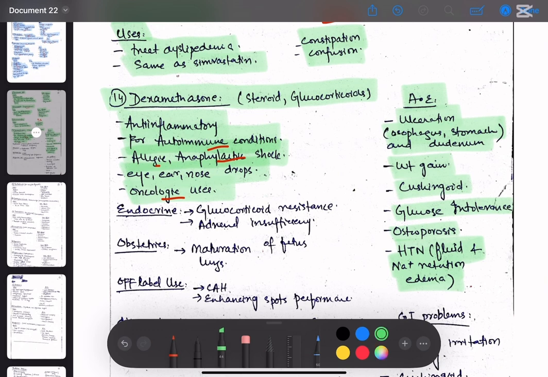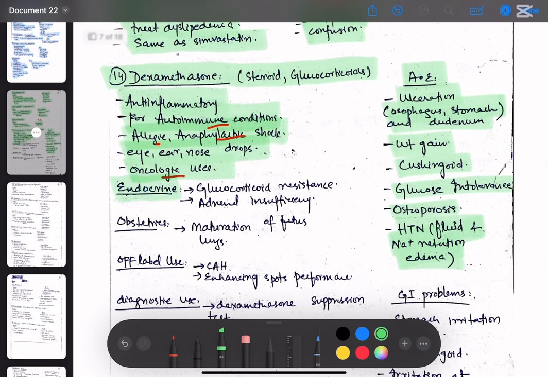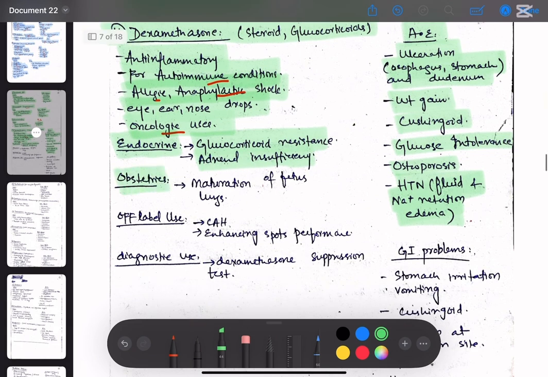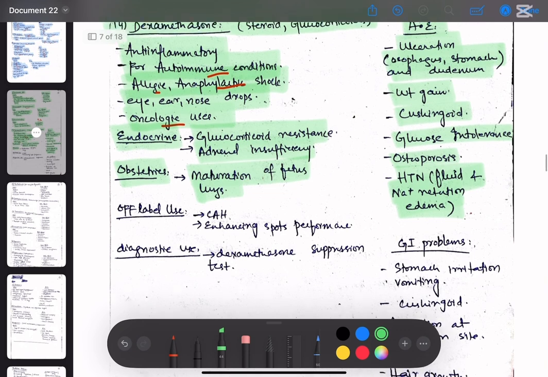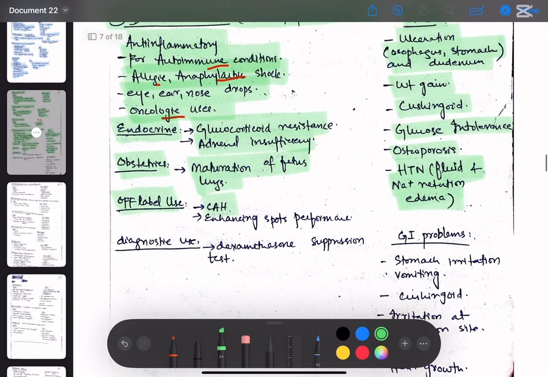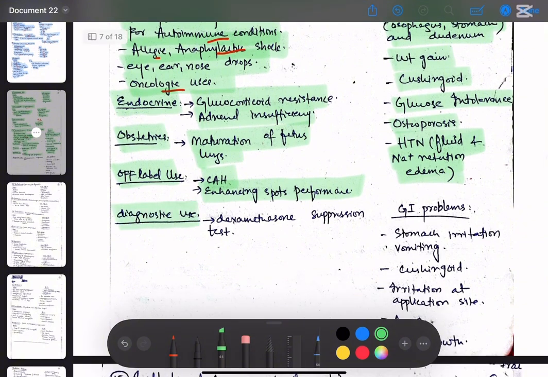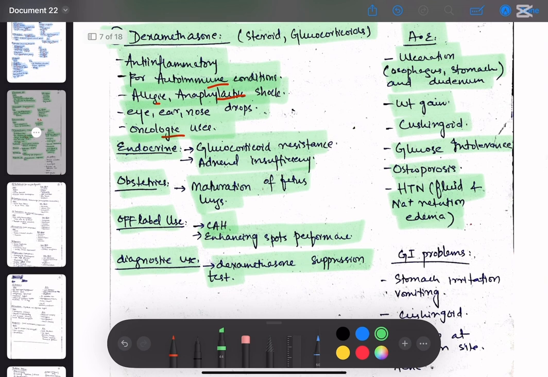The endocrine uses of dexamethasone are that it is used in glucocorticoid resistance and adrenal insufficiency, and in obstetrics it is used for the maturation of fetal lungs, and as off-label use it is used in congenital adrenal hyperplasia and enhancing sports performance, and for diagnostic uses the dexamethasone suppression test is used. So these are the different uses of dexamethasone. It is used for diagnosis, it is used for treatment options, it is used for the maturation of fetal lungs, it is also used to enhance sports performance.